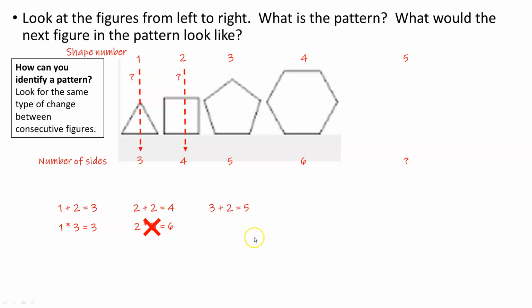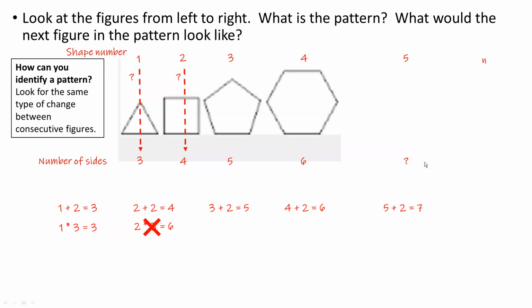3 plus 2 is 5. 4 plus 2 is 6. 5 plus 2 is 7. We are going to have 7 sides, and we've just mathematically shown that. So it's important not just to know the answer, but to know why that's the answer.